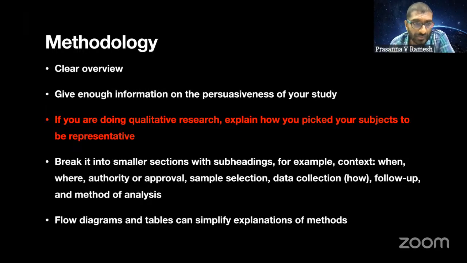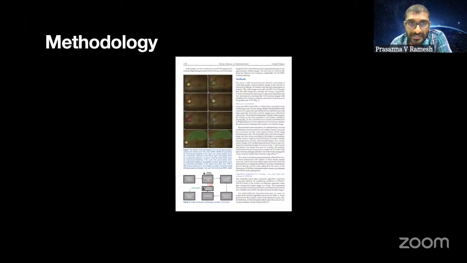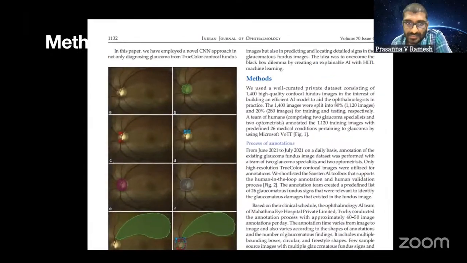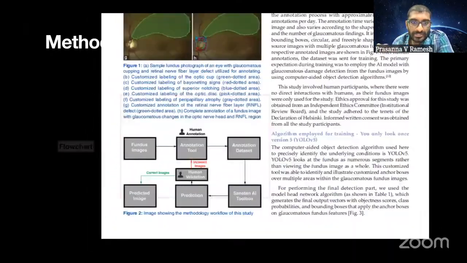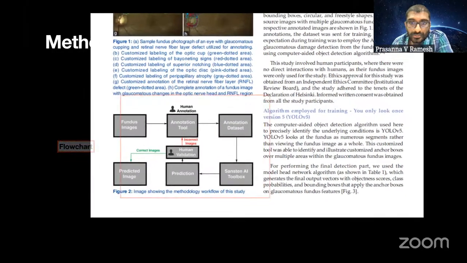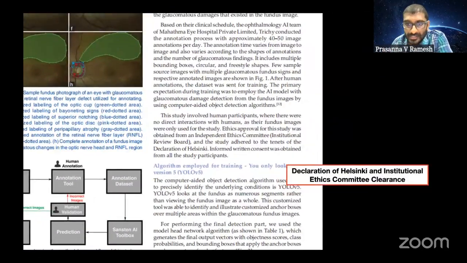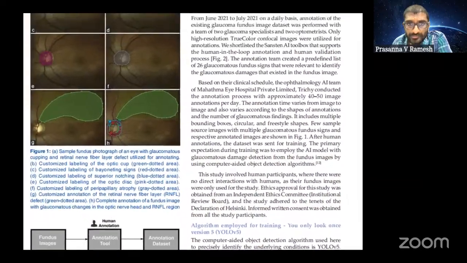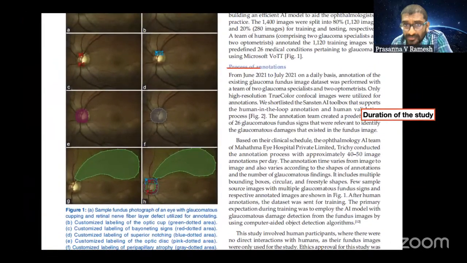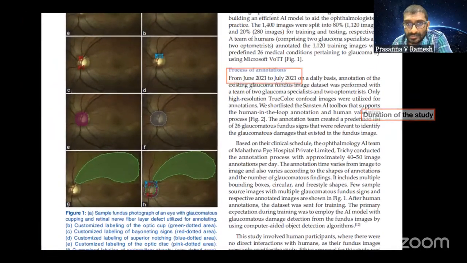Give a clear overview, give enough information on the pervasiveness of the study, and break it into smaller fragments, my dear friends, where you'll have even flow diagrams and tables if needed to explain the models. Like this one particular study done by myself here, the methodology itself contains a flow chart to show the scheme of things to break it. And the Declaration of Helsinki and the Institutional Ethics Committee clearance is again very important. The duration of the study is something again you need to point out.